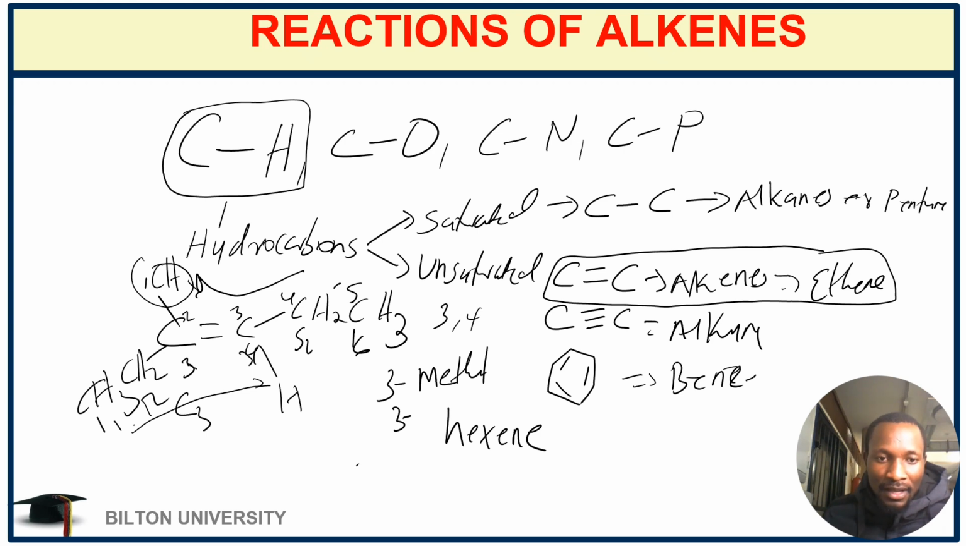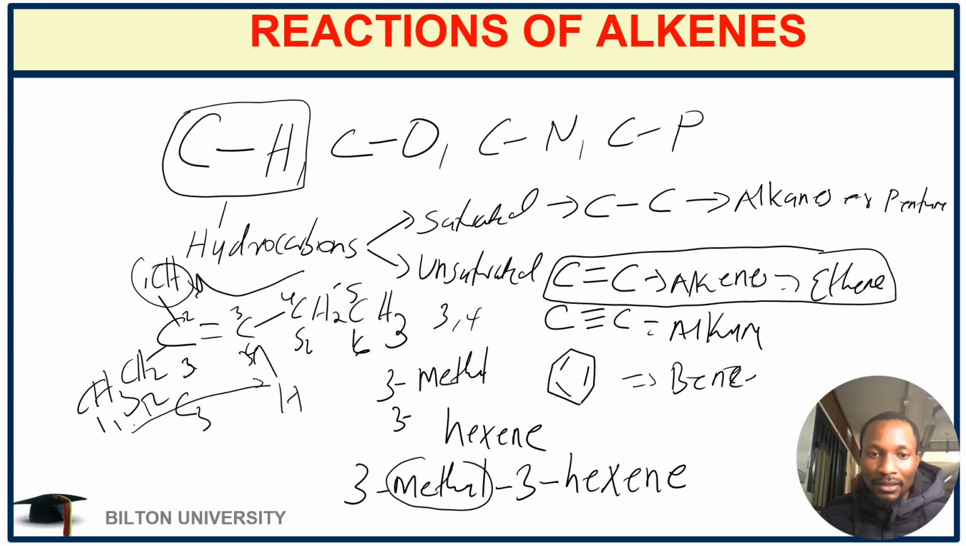So that's going to give us 3-methyl-3-hexene. This 3-methyl tells us that this methyl substituent is on carbon number 3, and also this 3 tells us that the double bond is on carbon number 3. So this is how you can do the nomenclature when it comes to alkenes.